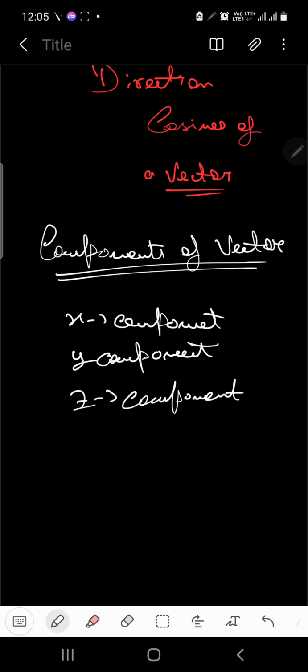So a vector A is represented like this: a1 i cap plus b1 j cap plus c1 k cap.